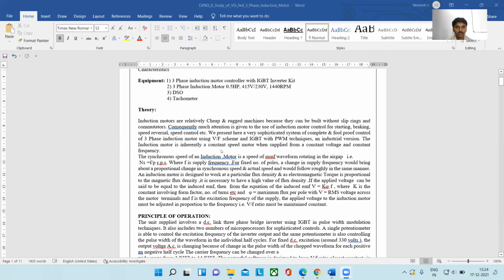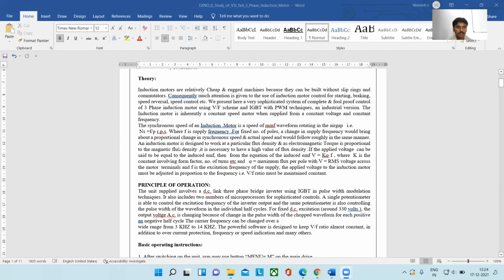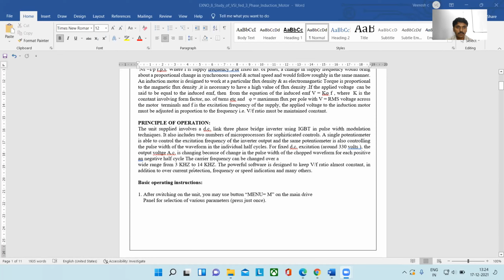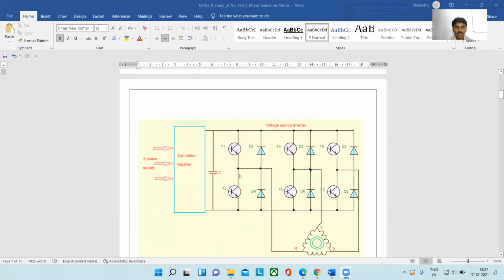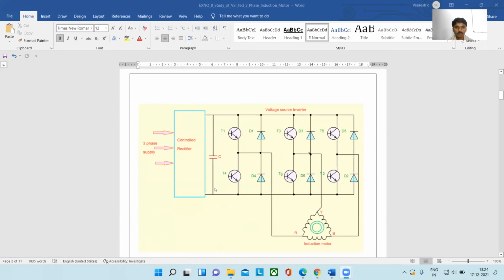Okay, so you can go through this theory. This is the circuit diagram. This is the three-phase bridge inverter. Here it is getting the DC, and here we are using the controlled rectifier because we are having the AC supply, and this AC is converted to DC.